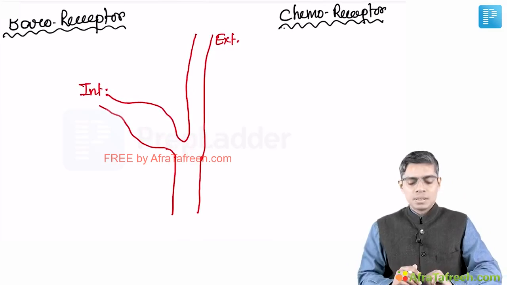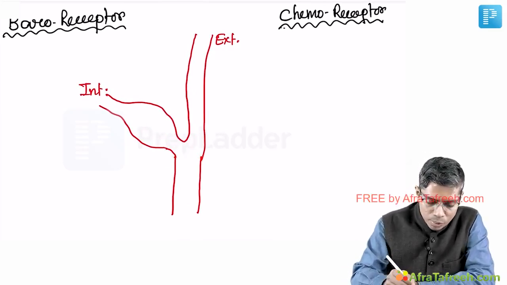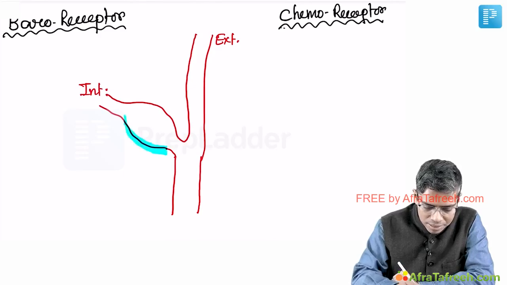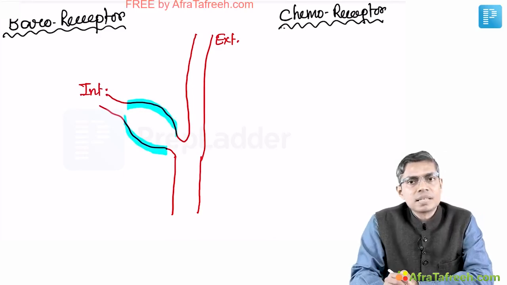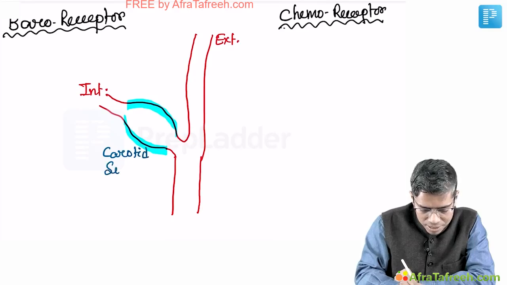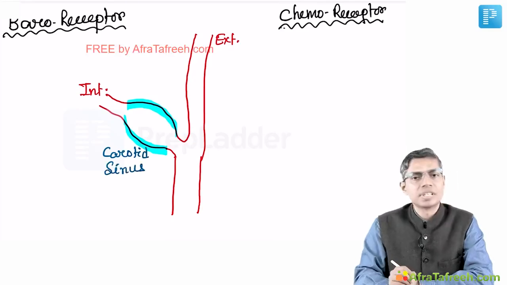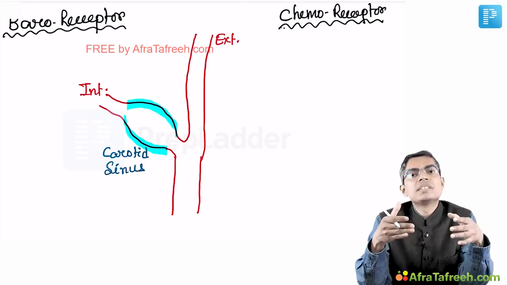Now I can find that the internal carotid artery, at the point of its origin, has a little dilated portion. This dilated portion is known as the sinus. This is known as the carotid sinus. So the carotid sinus is a little dilated portion of the internal carotid artery.